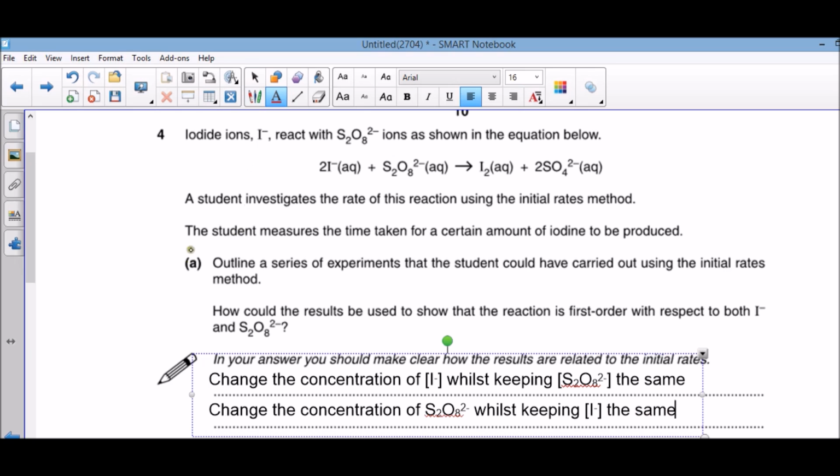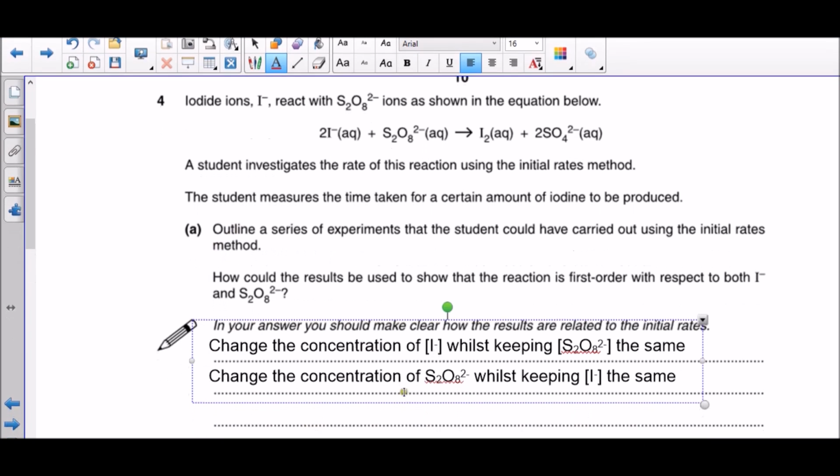When we look at this question, the first bit says outline a series of experiments that the student could have carried out. So first thing, we're going to change I minus, keep the other the same, and then we're going to change the concentration of S2O8 2 minus and keep the I minus the same. So they're the first two things that we're going to get. And then it says, how could the results be used to show that the reaction is first order? So the first thing we're going to need to do is calculate a rate.